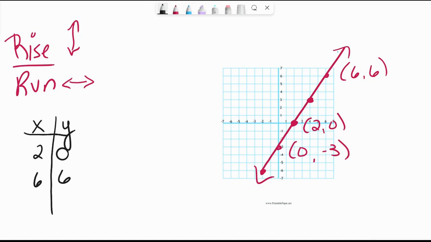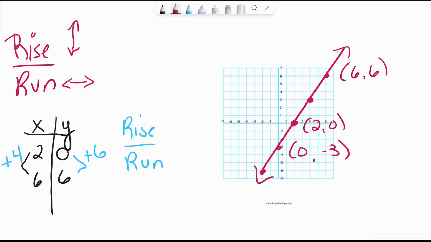So now we're going to look at the change. So what's happening with my X's? If you notice, the X's are increasing by 4, so I'm going to note that as a positive 4, and the Y's are increasing by 6. So I'm just going to make my ratio rise over run, and I'm going to input those numbers.